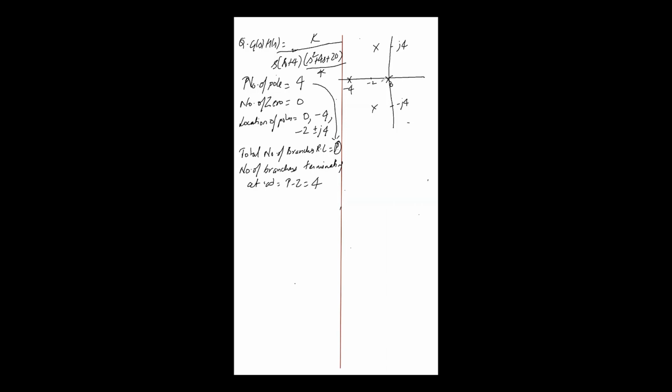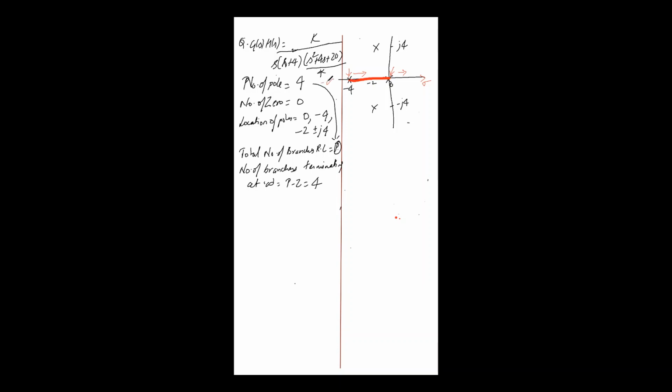If you see, one branch will start from here. If you are here and see to the right side, if there are no poles and zeros, that means 0, that means even. So this will not be part of my root locus. If you are standing at this point, see towards the right side of this point, total number of poles and zeros on the real axis, this is my real axis, is 1. So this whole will be part of my root locus from here to here. This will be a part of my root locus.